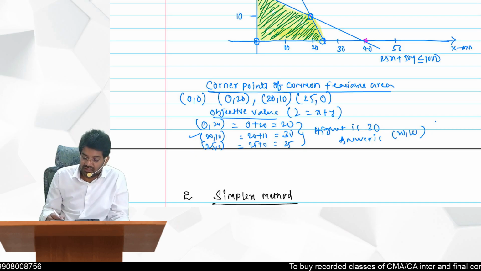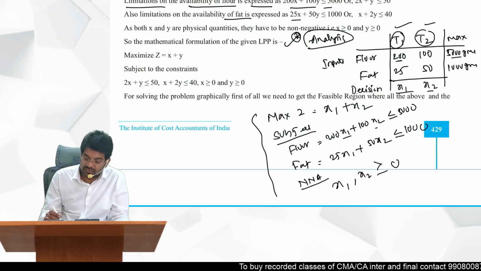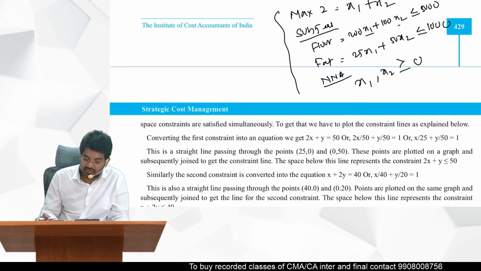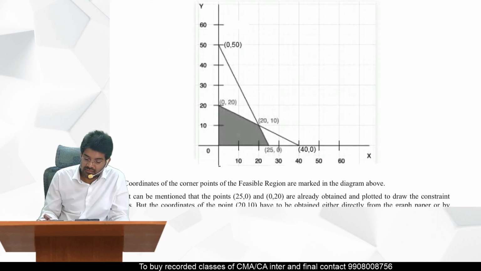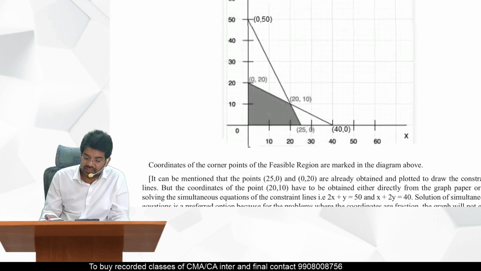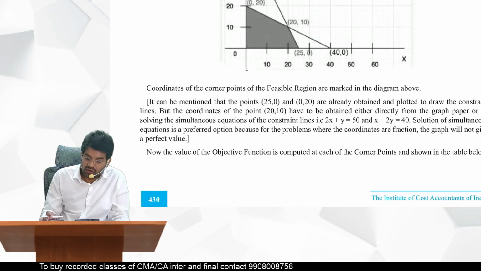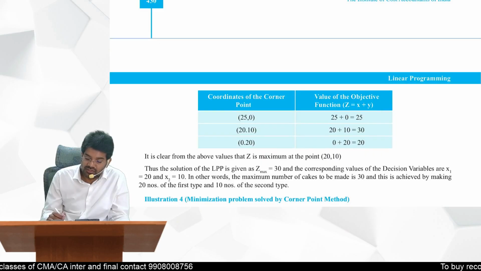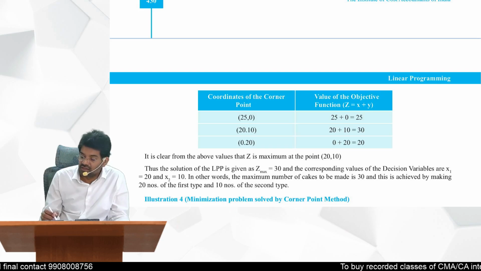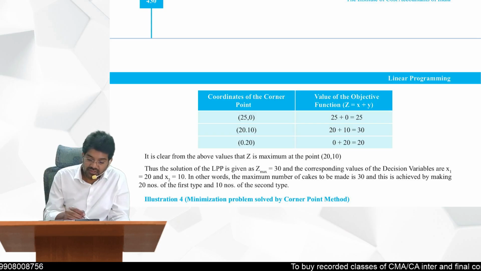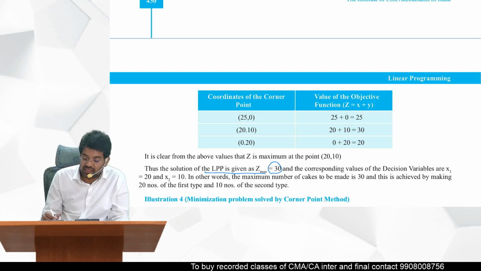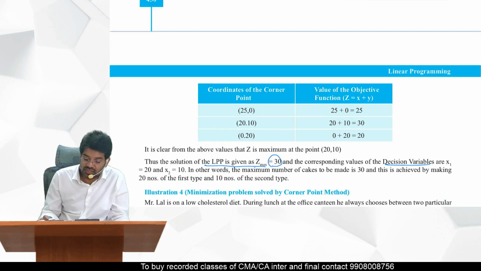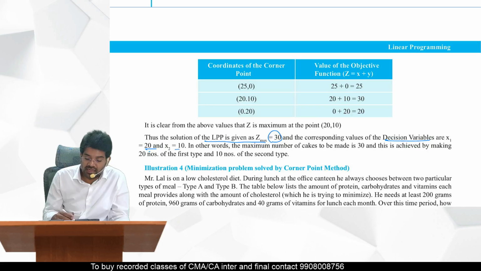So let's see here. You can see the graph here exactly. So what are the corner points? 25 comma 0, 20, 10, 0, 20. So you can see it is clear from the above values that Z is maximum at the point 20 comma 10. Thus the solution of the LPP is given as Z max is equal to 30, and the corresponding values of the decision variables, that is x1 and x2, or x comma y, are 20 and 10.